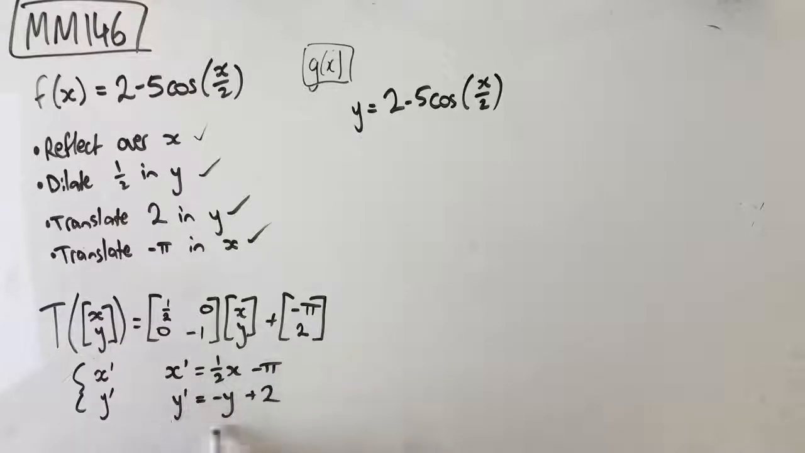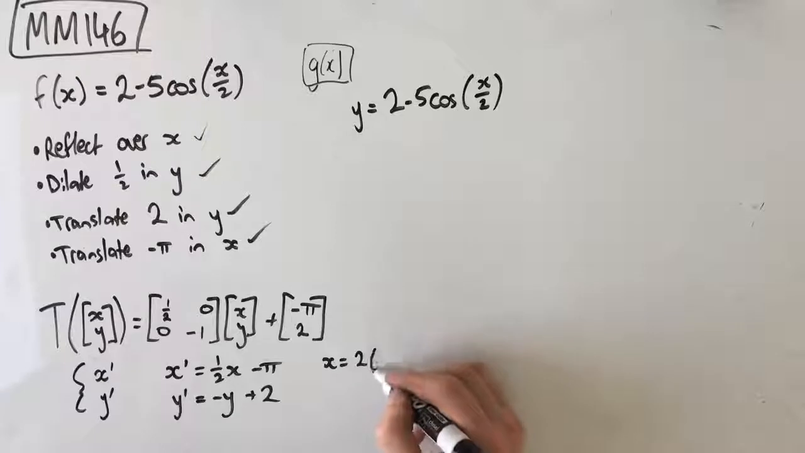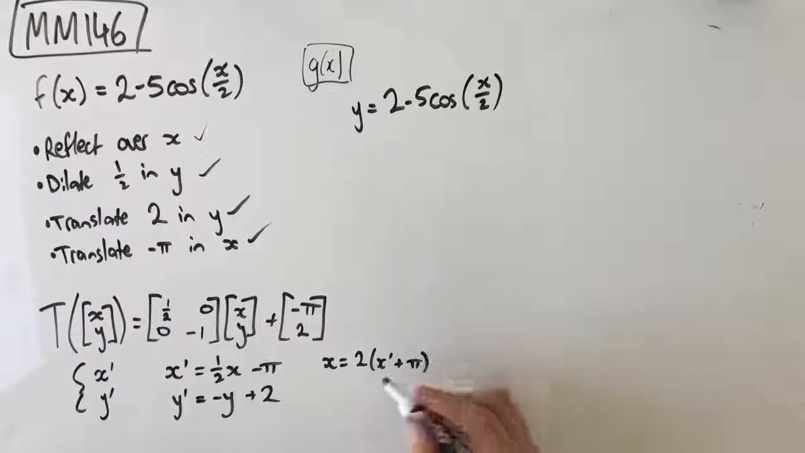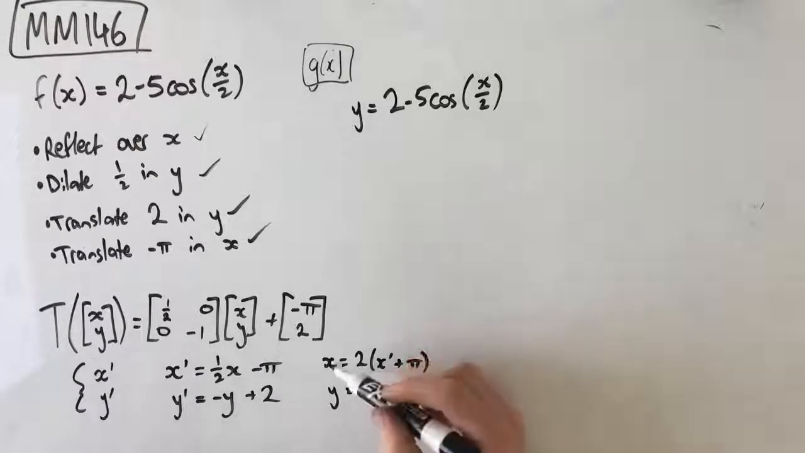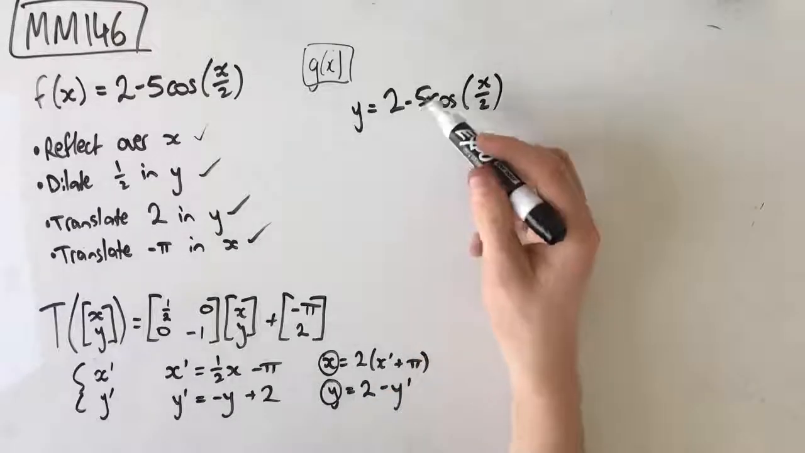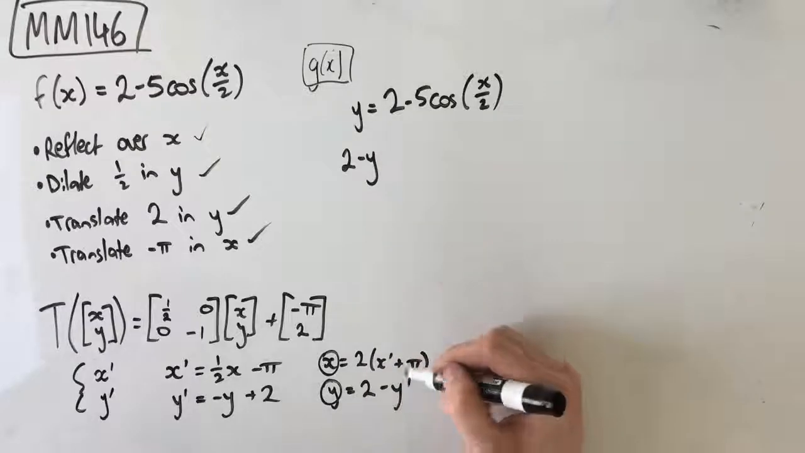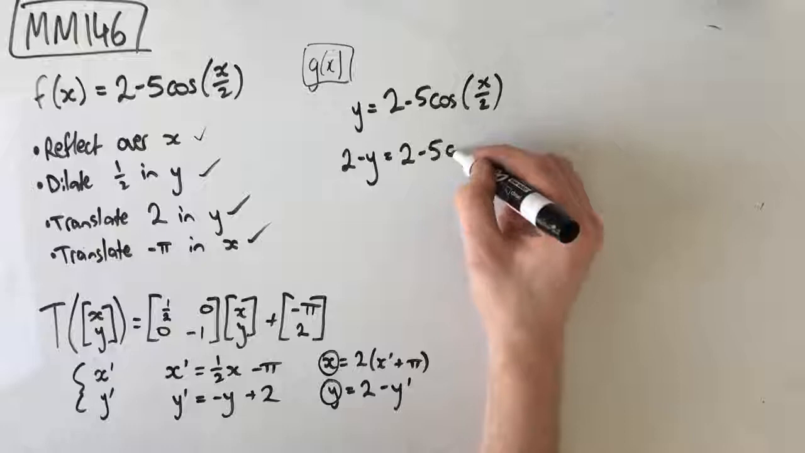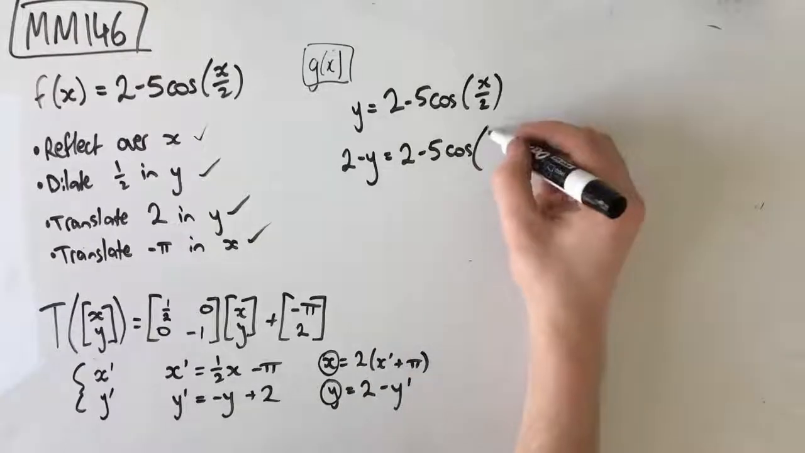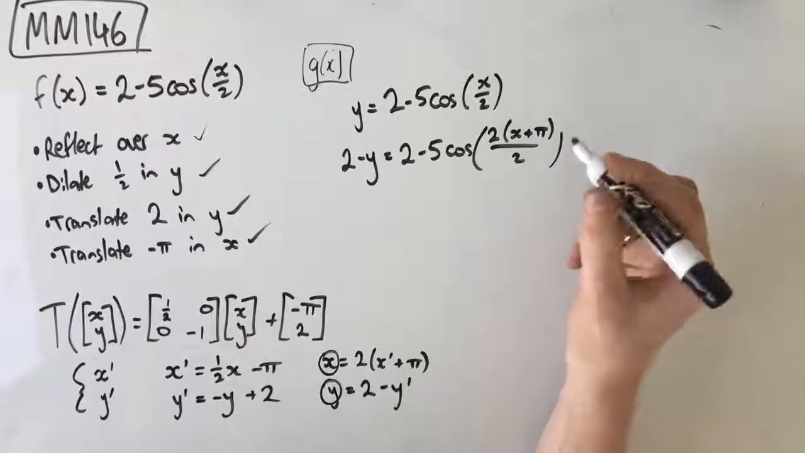which means that we need to rearrange this for x and this for y, which means we get x is equal to 2 times x dash plus pi, and y is equal to 2 minus y dash. Now we're going to sub this and this into our original equation to get g of x. So instead of y, we're going to have 2 take y, and you don't have to write the dashes in here anymore, you can just leave the y as it is. 2 take 5 cos of 2x plus pi over 2, and that's it.